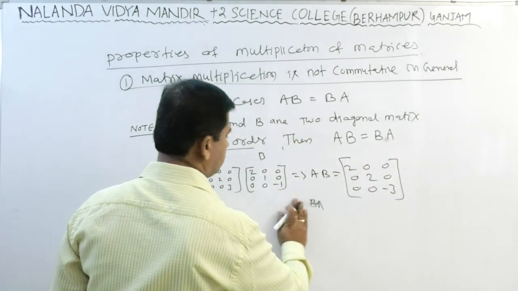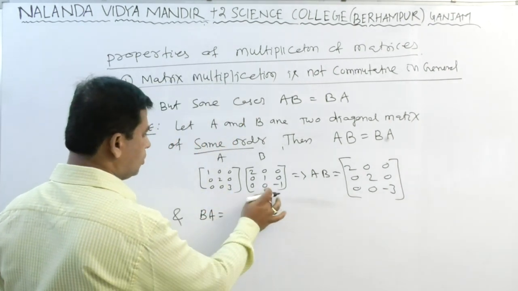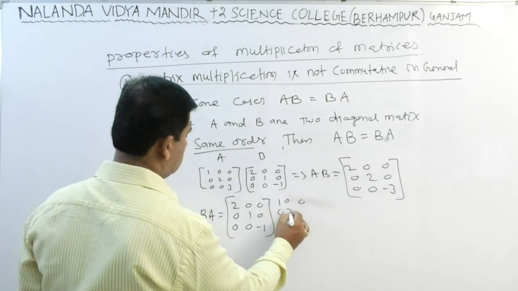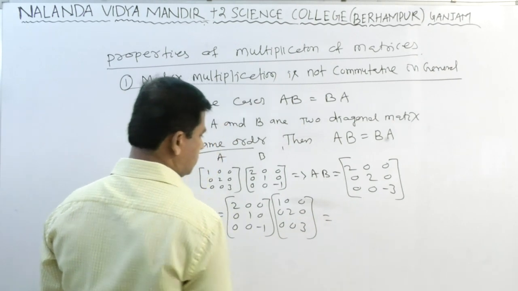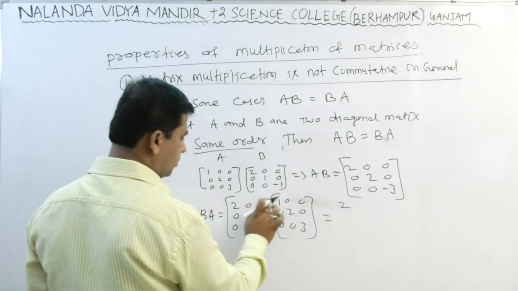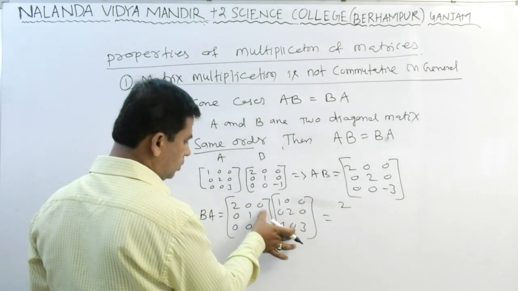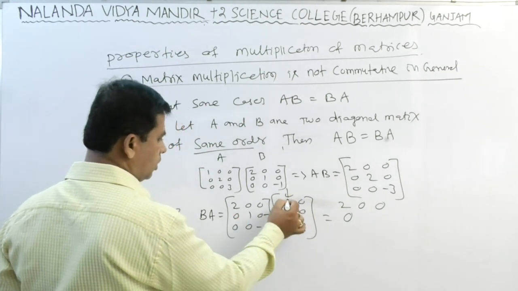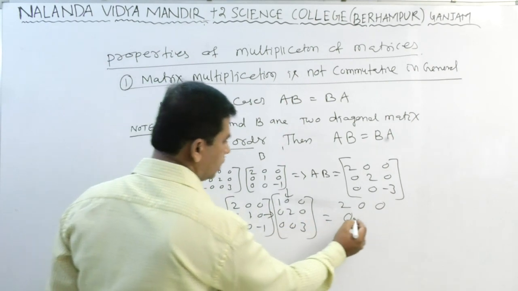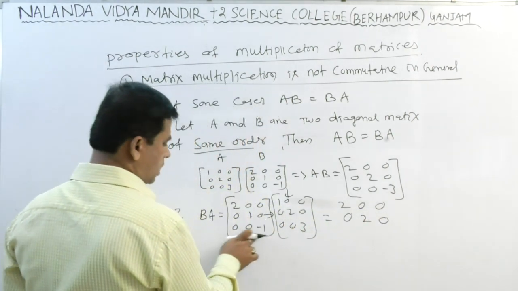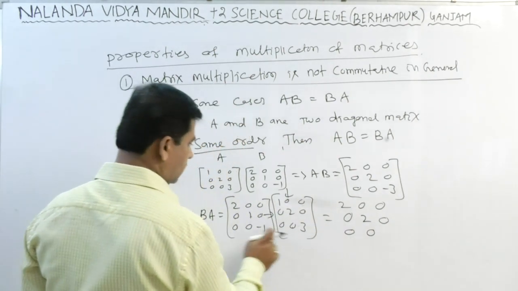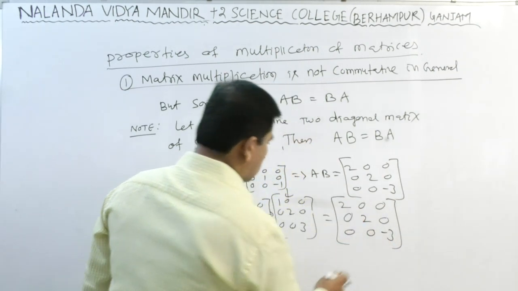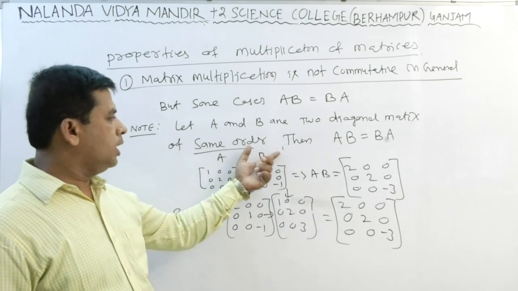And BA is equal to B, 2 0 0, 0 1 0, 0 0 minus 1, multiplied with A, 1 0 0, 0 2 0, 0 0 3. First row first column 2, first row second column 0, second row second column 0 into 0, 0, 1 into 2, 2, plus 0 into 0, 0, that is 2. Second row third column 0, third row first column 0, third row second column 0, third row third column 0 into 0, 0 into 0, 1 into minus 3, that is equal to minus 3. Therefore, if A and B are diagonal matrices of the same order, then AB is equal to BA.